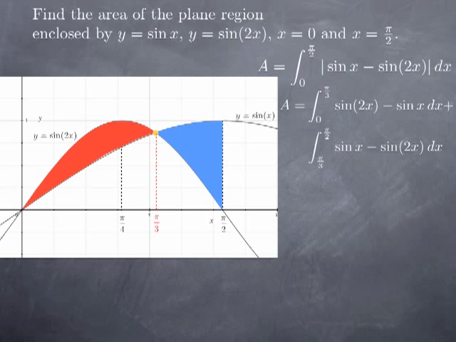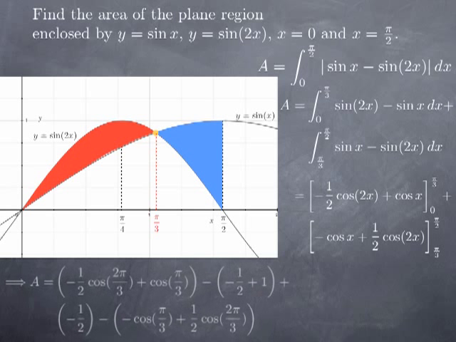So this is what we obtain, and now all we need to do is find antiderivatives and evaluate at the proper values. An antiderivative of sine 2x is negative 1/2 cosine 2x. Antiderivative of sine x is negative cosine x. So what we obtain looks like that. We have negative 1/2 cosine 2x plus cosine x that we evaluate between 0 and pi over 3. And then the opposite function, which is the antiderivative of sine x minus sine 2x. So that's going to be negative cosine x plus 1/2 cosine of 2x that we evaluate between pi over 3 and pi over 2.